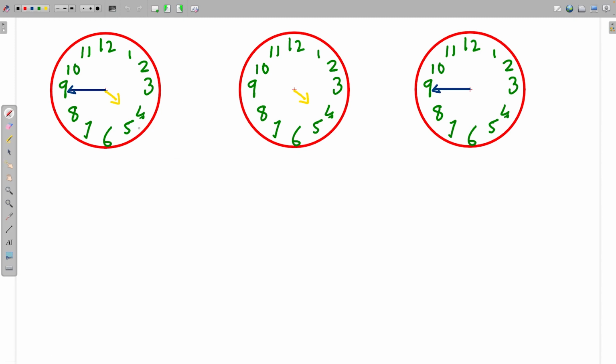Here is the second problem. We are going to use the same method, and I'm going to show you how we do it. Now the time is 4:45. Again, we can keep this one as the base here. So let's calculate how much the hour hand should have moved.